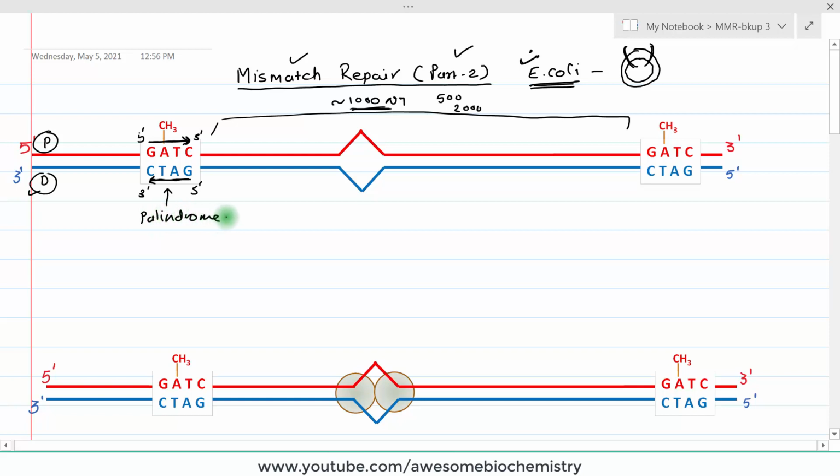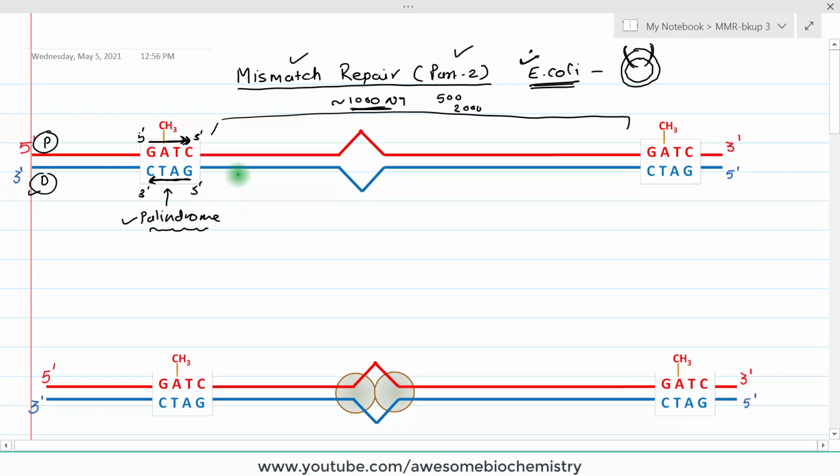Remember, palindrome is a word in English. If you read it from the front side or from the back side, its meaning or sentence remains the same. But in DNA, it is a little bit different. On one strand it reads 5' to 3', and on the opposite strand, if the same sequence reads 5' to 3', it sounds the same, then we can call it a palindrome. It is inverted in nature.